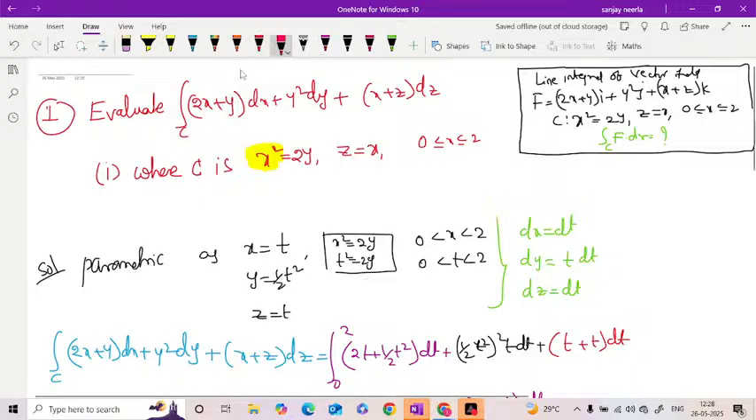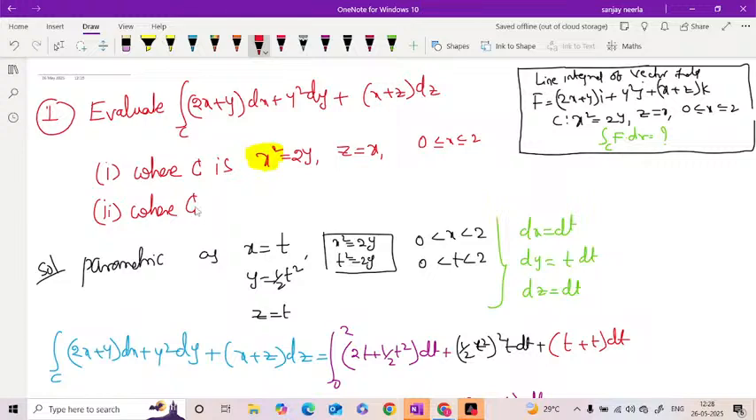Now, same, I will write one more problem. I am taking the second one where the path is different. Second path is, now C is y square is equal to 2x and z is equal to x, and x limits are 0 to 2.